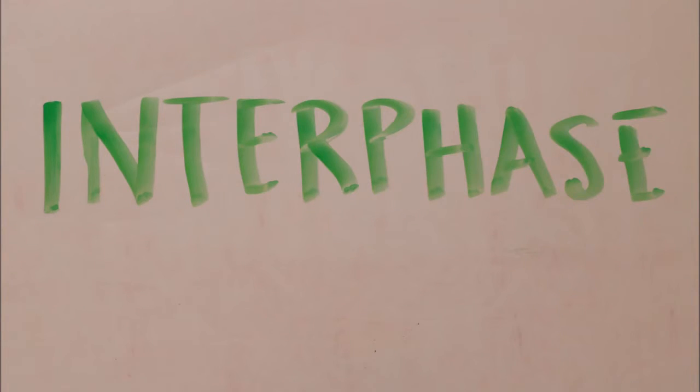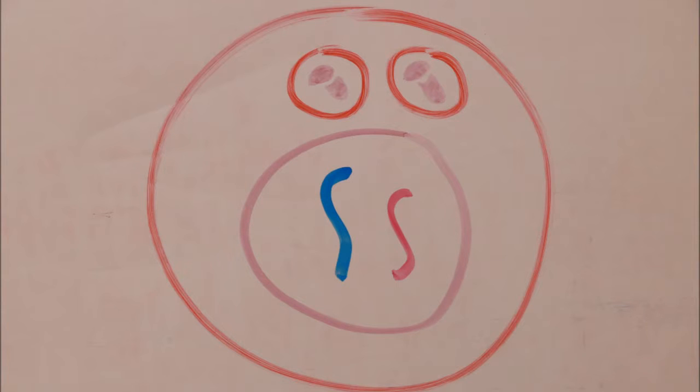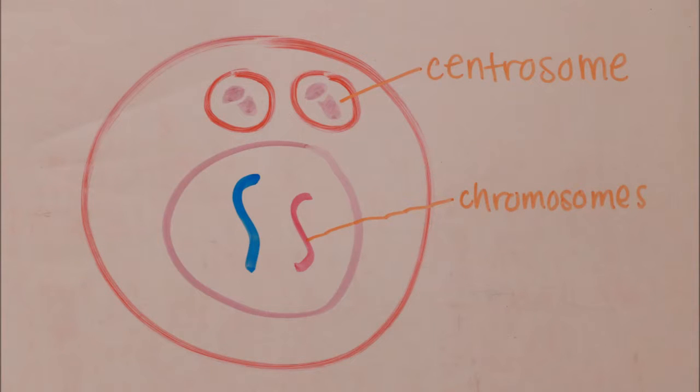It is where DNA in the cell is copied, resulting in 2 identical full sets of chromosomes. Outside the nucleus sit 2 centrosomes. Each has a pair of centrioles, which are structures that are critical for the process of cell division.